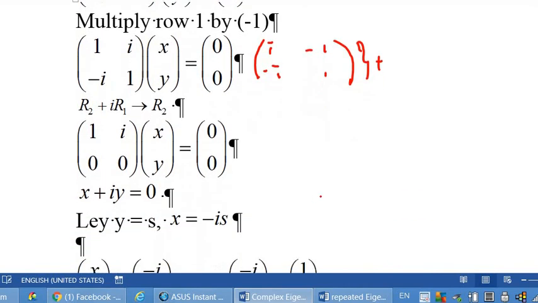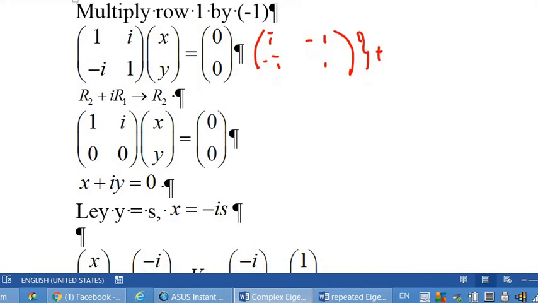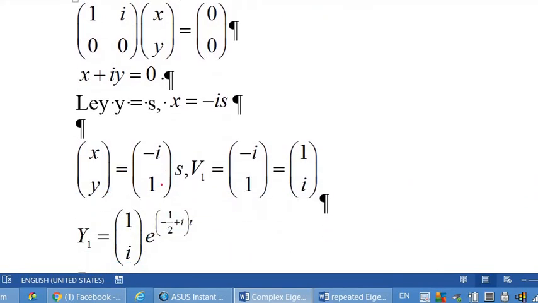Hence, we can see that these two equations are reduced to only one equation. This means we have two unknowns with one equation. Hence, we have infinitely many solutions in terms of parameter s. Let y equal to s, then x will be equal to negative i s. So for x, y, y is 1 s, x is negative i s. Hence, v1, by taking s equal to 1, you obtain the v1.